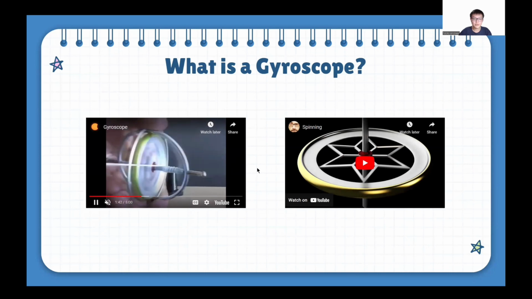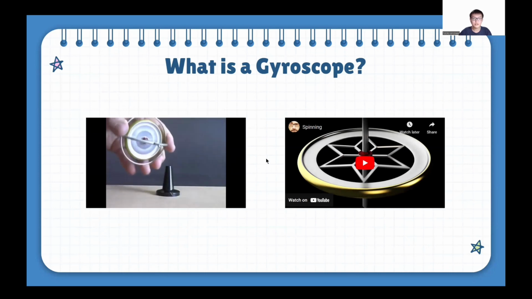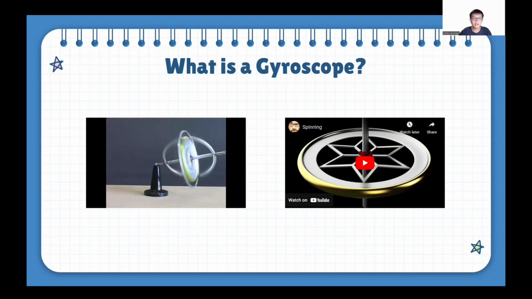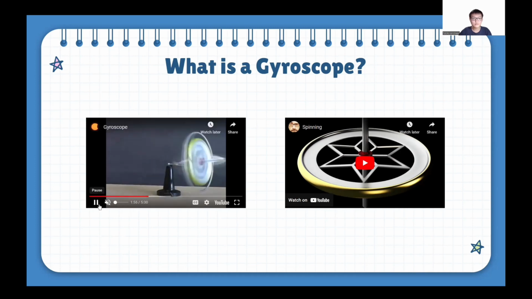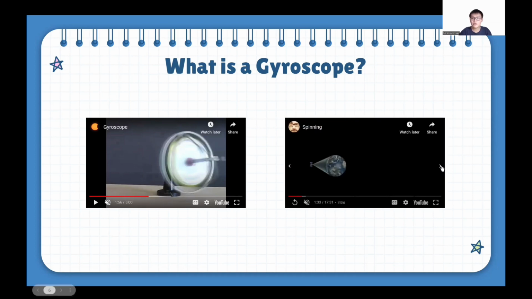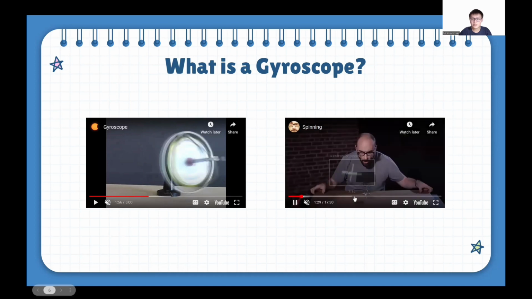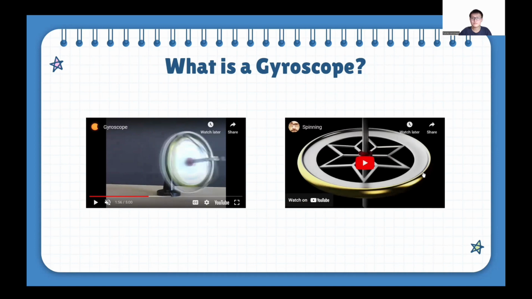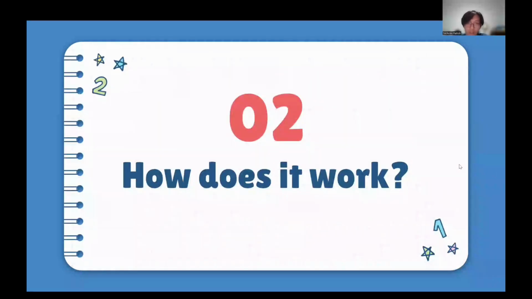We'll look at this first video. First, the gyroscope is spun and put on a support. It goes through a phenomenon called precession, and while doing that, it maintains its orientation. For the second video, you can see when the gyroscope is spinning, even when the plane is tilted, it still maintains its orientation.